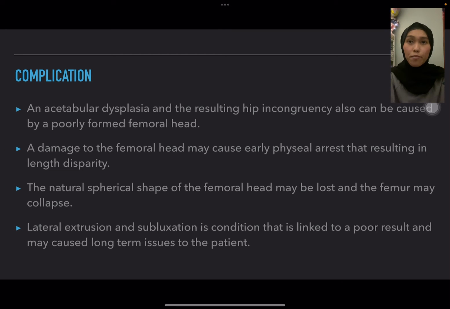So we move to the complications. The complications of Perthes disease are acetabular dysplasia, and the resulting hip incongruency can also be caused by a poorly formed femoral head. Damage to the femoral head may cause early physeal arrest resulting in length disparity, and the natural spherical shape of the femoral head may be lost and the femur may collapse. Lateral extrusion and subluxation is a condition that is linked to a poor result and may cause a long-term issue for the patient.